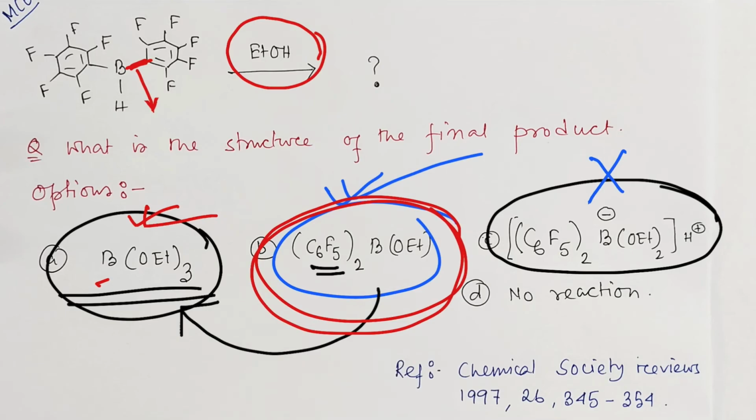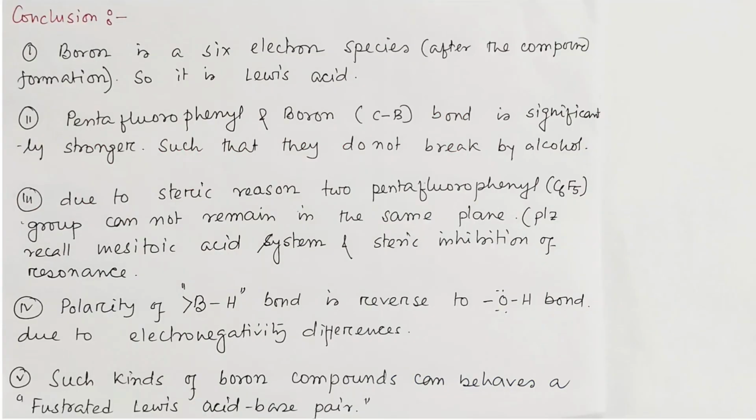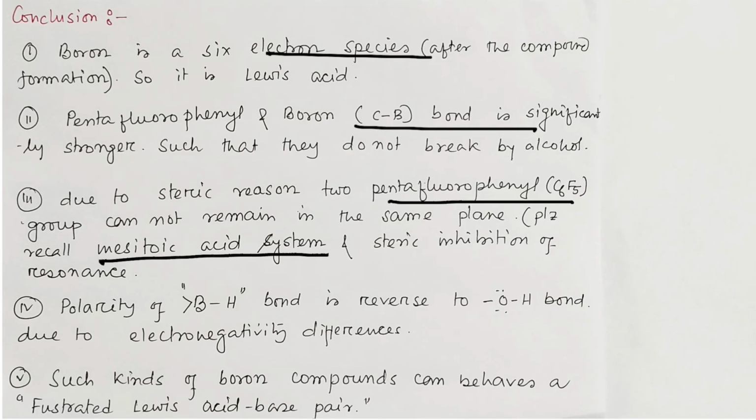So this is the overall discussion. So what have you learned today? We have learned today that it's a 6 electron species, this C-B bond is significantly stronger, and this pentafluorophenyl bulkiness, one ring remains perpendicular to another one. You can compare this concept with steric inhibition of resonance in the mesitoic acid system. I have already discussed this thing previously, and the polarity of this B-H versus O-H is completely opposite.